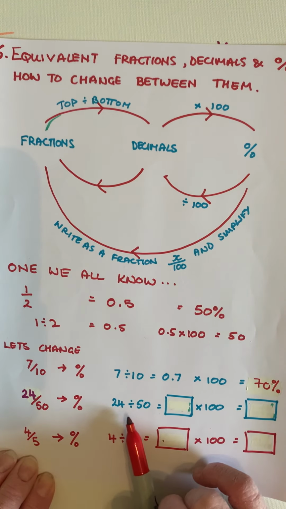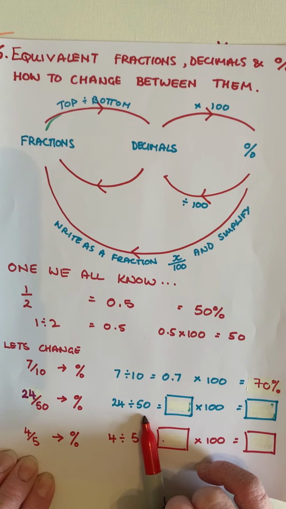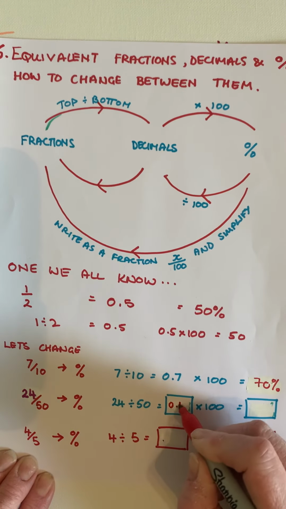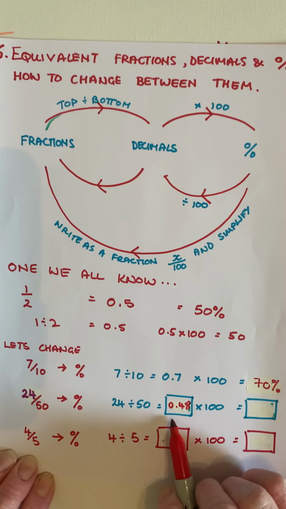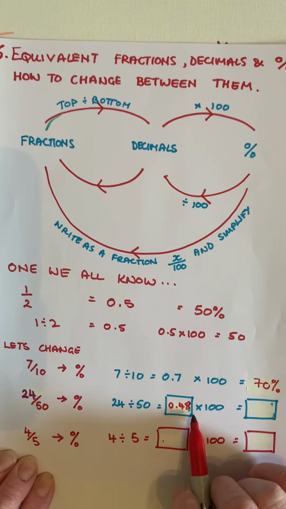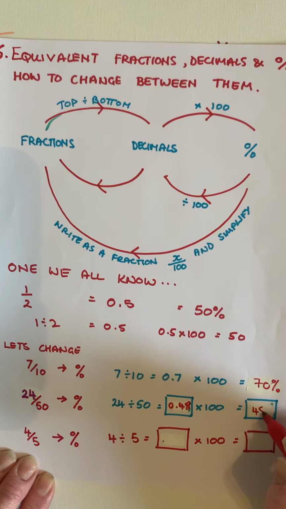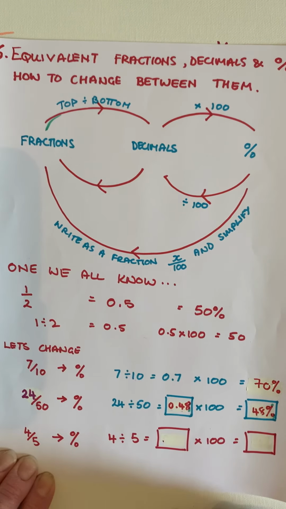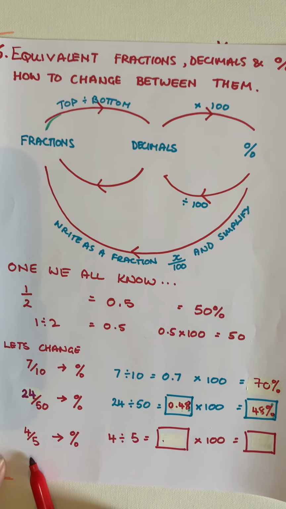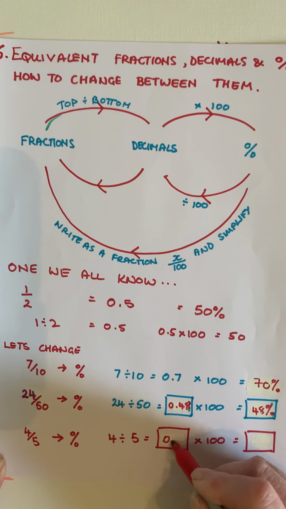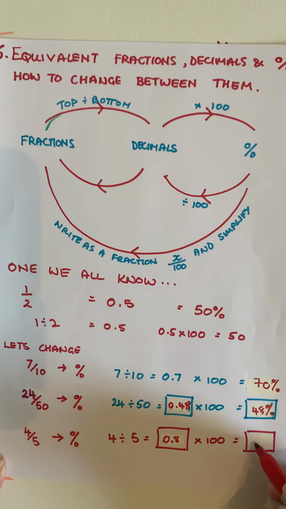24/50, so it's 24 divided by 50. You put that in a calculator and you'll get 0.48. 0.48 times 100, decimal point moves 2 places, you get 48%. And then the last one here is, oh, sorry, I've got a few more. 4/5. So we've got 4 divided by 5. Put that in a calculator, you get 0.8. Multiply it by 100, and you will get 80%.